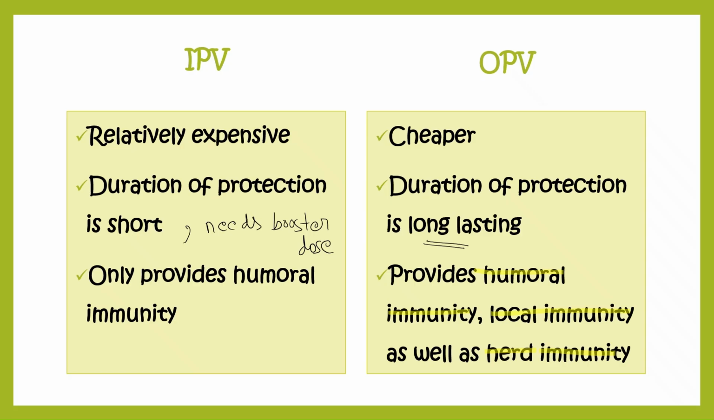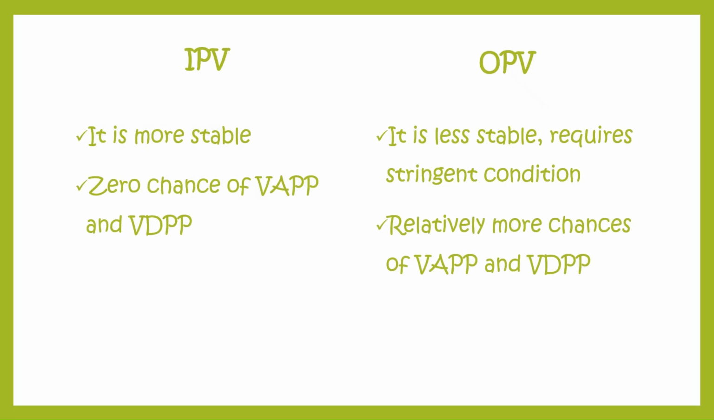And coming to storage conditions, injectable polio vaccine is relatively more stable. It doesn't require any stringent storage conditions, whereas oral polio vaccine is less stable. It requires a storage condition of minus 20 degrees Celsius, and it should be stabilized in magnesium chloride and pH should be maintained below 7.